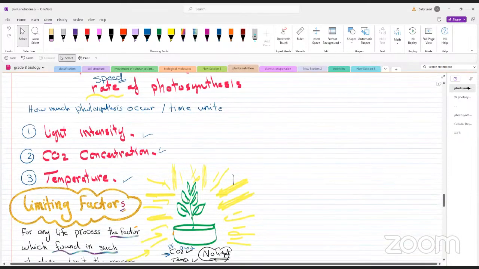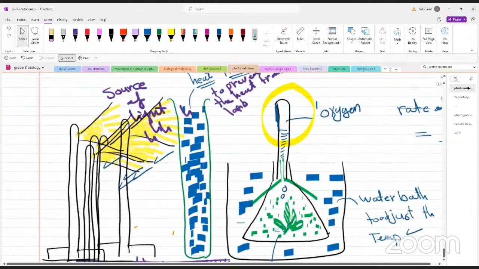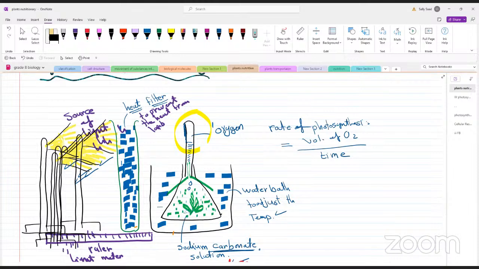So we finished talking about limiting factors. In planning some experiments, here is the way we collect the oxygen produced, by displacement of water. The oxygen will be collected above the water. And sometimes we use what we call a heat filter, like this one. This is like a measuring cylinder or long jar in which we will put water.